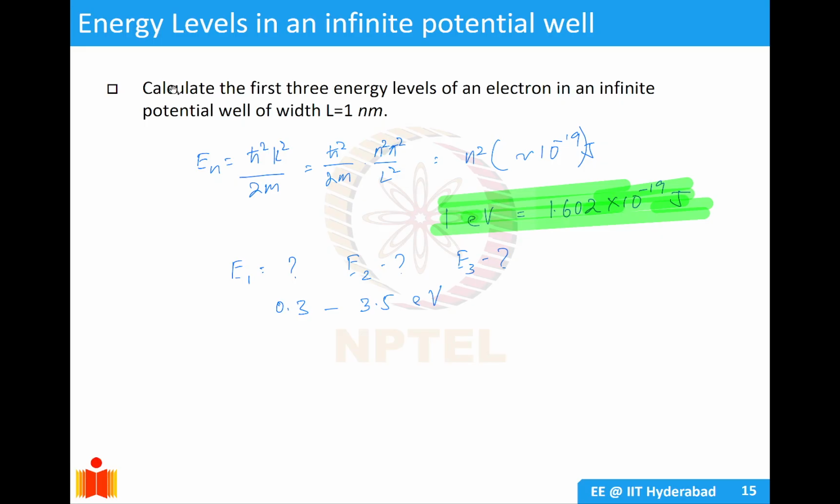So you can now solve this. Calculate the first three energy levels for an electron in an infinite potential well of width L equals 1 nanometer. So you know this formula, E_n equals h bar square k square by 2m, which is h bar square by 2m, n square pi square by L square. So L we know here is 1 nanometer. If you calculate this, you will get approximately 10 to the minus 19 joules, and we know 1.6 into 10 to the minus 19 joules can be written as 1 eV.